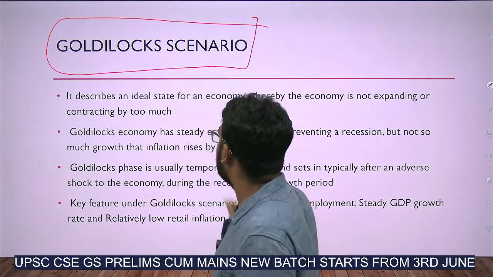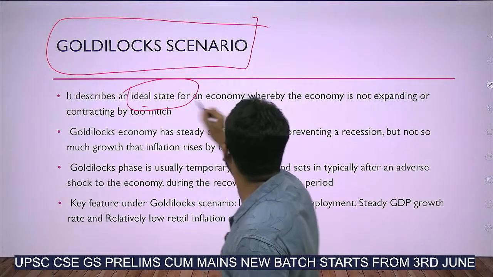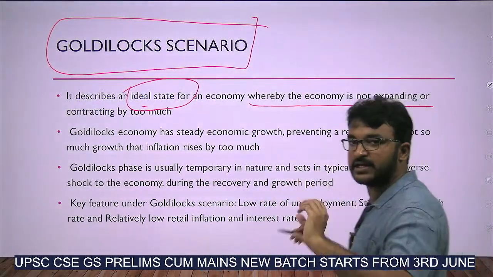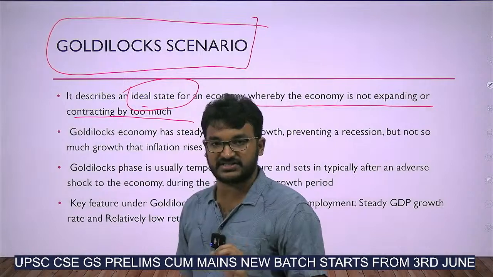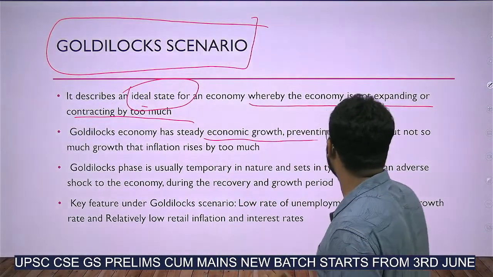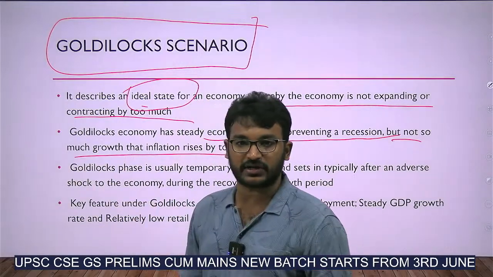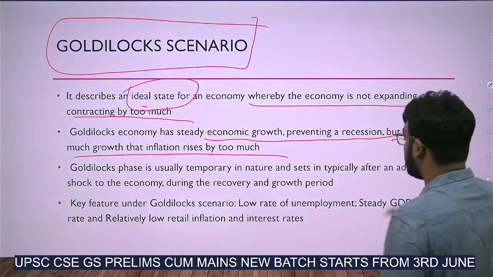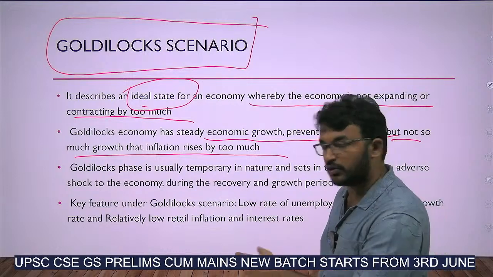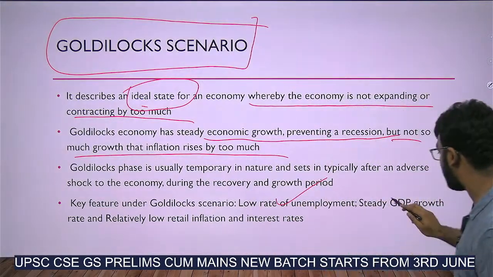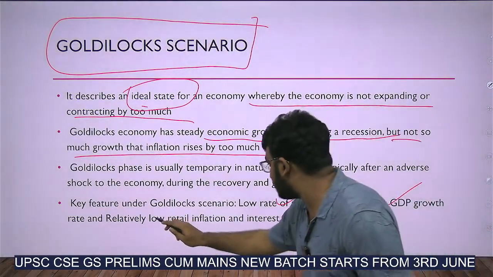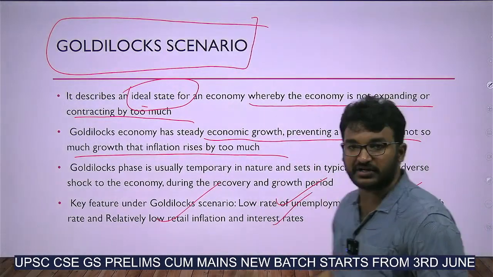Okay. It describes an ideal state for an economy whereby the economy is not expanding or contracting by too much. Steady economic growth preventing a recession, but not so much that inflation rises too much. And what are the features of this Goldilocks scenario? Low rate of unemployment, steady GDP growth, relatively low retail inflation and low interest rate.